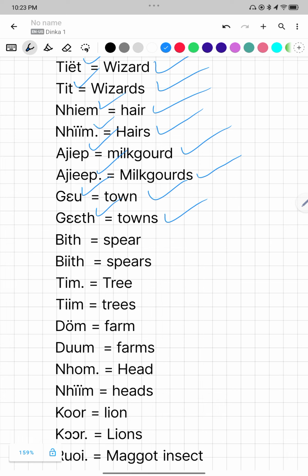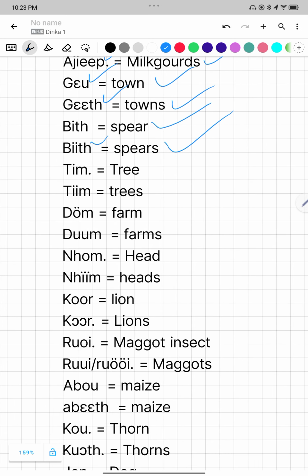Beep means sphere, also called tongue. Beep means spheres. Plural. Team means tree. Team means trees. Dom means palm. Doom means palms.